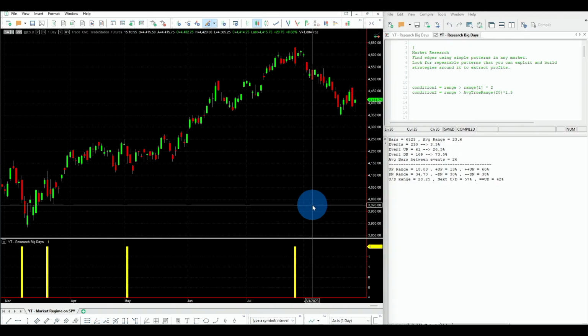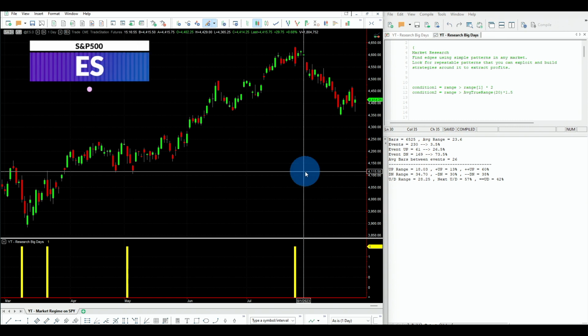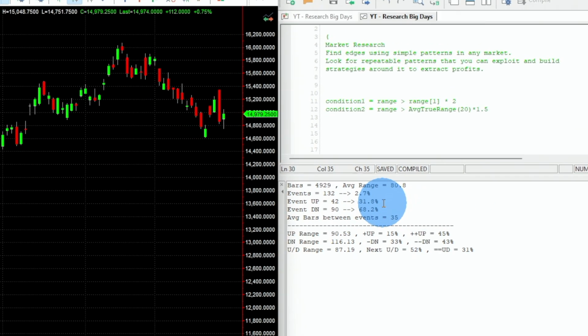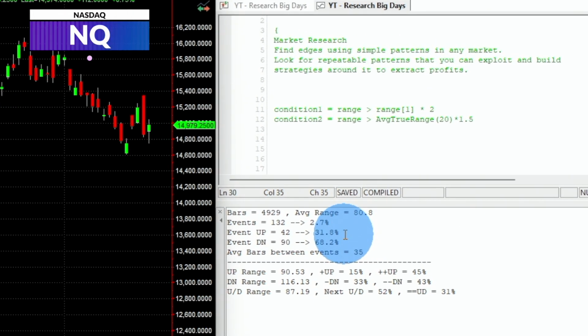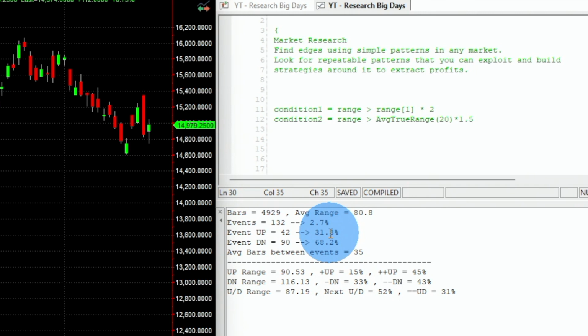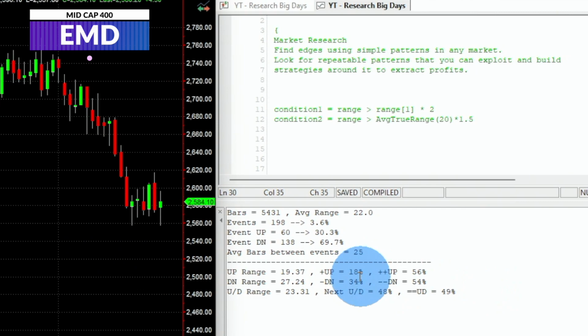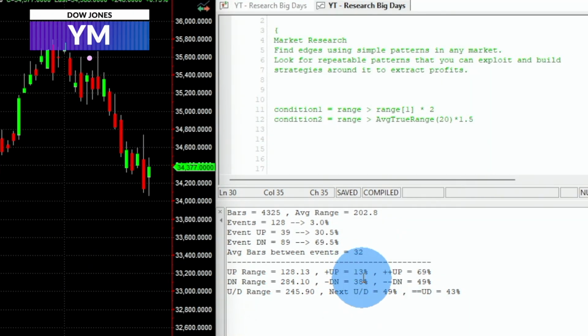Now, every market has its own patterns, but this pattern in particular is available in many markets. So this is the S&P, and if we go to NASDAQ, we can see almost the same odds exist on the NASDAQ, where 31% of the events are up and the rest are down. Also, look at this. The chance that the next bar is up is 15%. Same thing for EMD. Same thing for Dow.